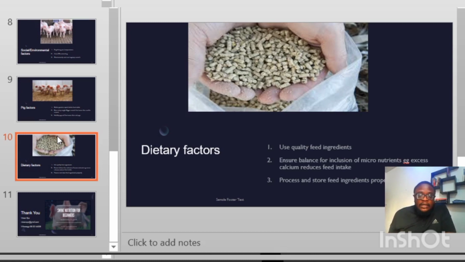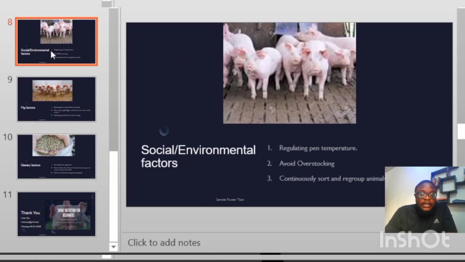And lastly, you want to process and store feed ingredients properly. Of course, if you do not process and store feed ingredients properly, your feed will start having things like mycotoxins, and mycotoxins will definitely affect the growth of the animal if it does not lead to the death of the animal. So these are some of the important factors you want to bear in mind even when you are formulating your local feed and formulating whatever you're formulating in your farm. You want to put these things in mind. You want to put the dietary factors in mind, you want to put the pig factors in mind, and you want to put the social environmental factors in mind.